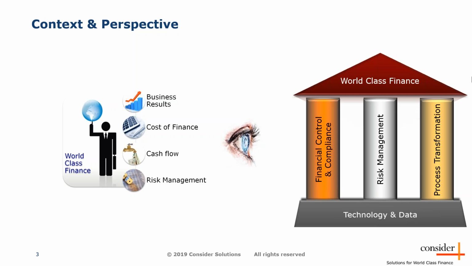On the right-hand side, you see these pillars: financial control and compliance, risk management, and process transformation and optimization. And that's our focus today, the right-hand pillar. And obviously, you can't do anything meaningful without technology and data. So that's just a little bit of our framework, or the lens that we look at the world through.